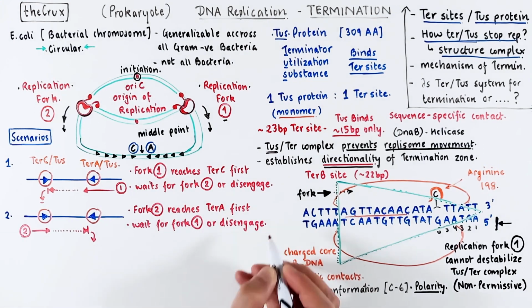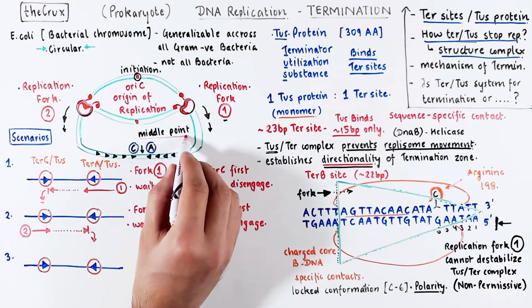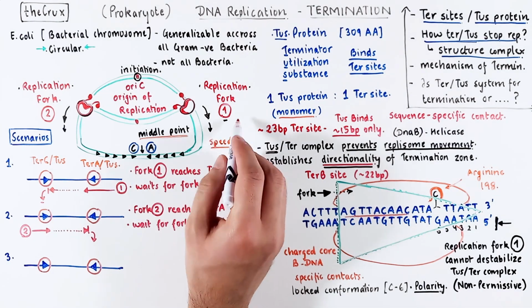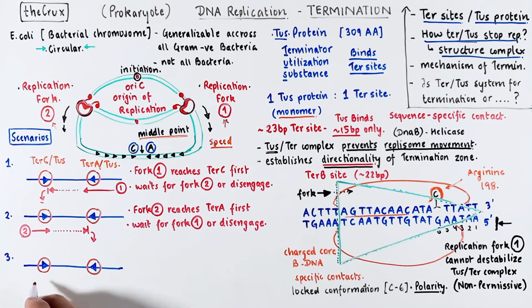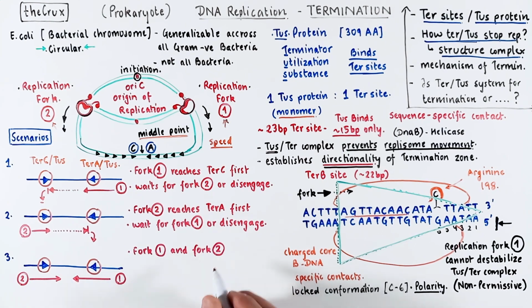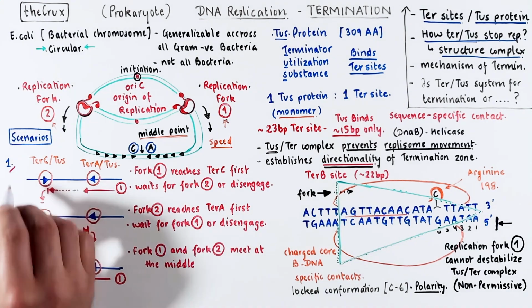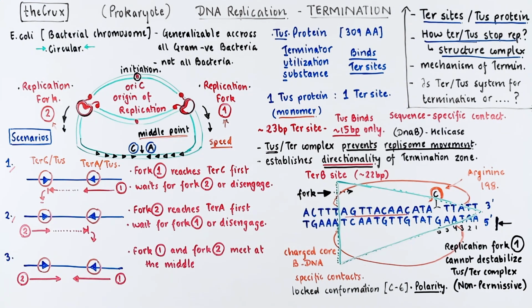In the final scenario, we take into consideration that the middle point is between termination sites C and A, and that the speed of both of these forks is the same. So if they start from the origin at the same time, they will meet in the middle if they're moving at the same speeds. To formalize this, we can say that fork 1 and fork 2 meet at the middle of the termination zone. In the previous two scenarios, one of the forks is moving faster, so they don't meet. But in this third scenario, we assume equal speeds.